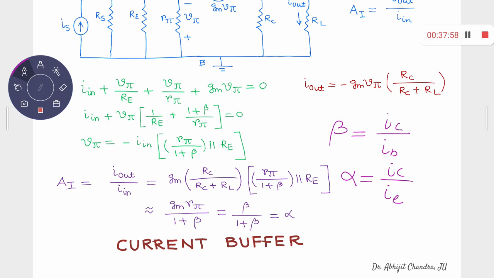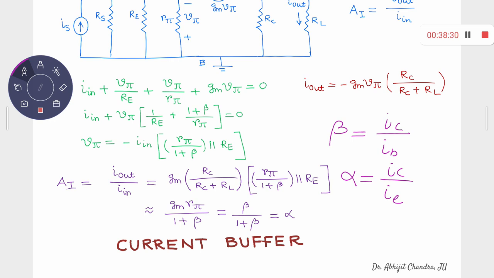As of now, let's try to understand one point. For the common base amplifier, the input resistance is very small and the output resistance is moderate, because of which this common base amplifier can be used as a current buffer. Current buffer means there is no gain. Why? Because there is a voltage gain, gm RC, but you cannot exploit the full advantage of this.